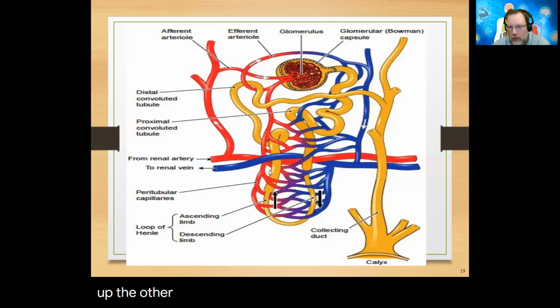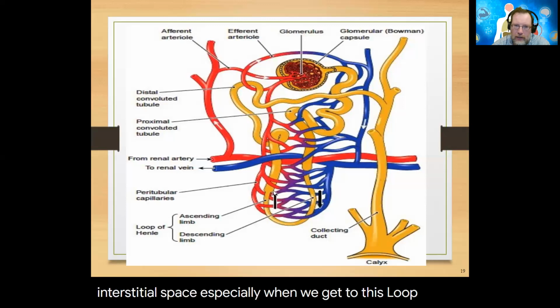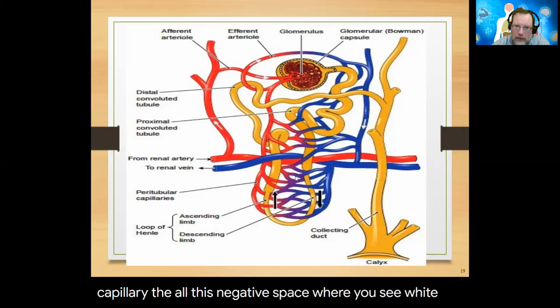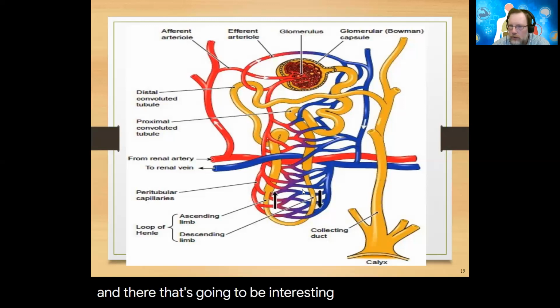The other thing you want to pay attention to is this interstitial space, especially when we get to this loop of Henle. Interstitial space is the space in between the capillary and the tube, or the capillary and another portion of the capillary. All of this negative space where you see white in there, that's going to be interstitial space, where we're going to find interstitial fluid.